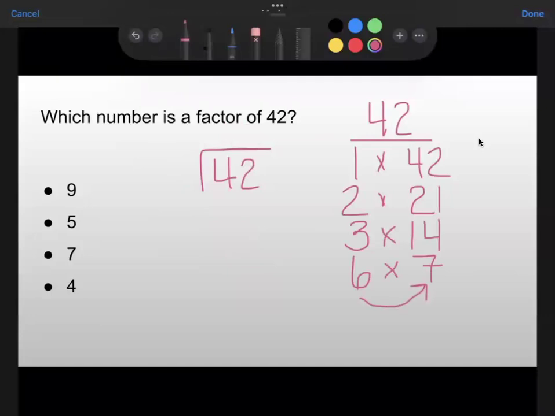The next one I would try would be 7, but we already know 7 works. So now everything from now on, we know is going to work, at least as we get bigger factors. So once we make that loop back to where we started, we can stop. So from the list, 9 is not there, 5 is not there, 7 is there, but 4 is not. So the factor from this list is 7 for 42.